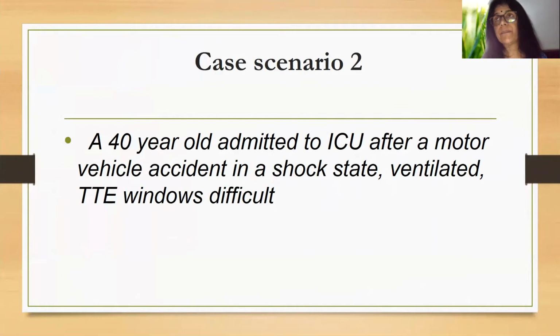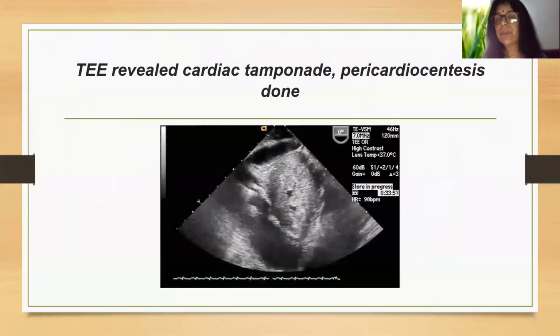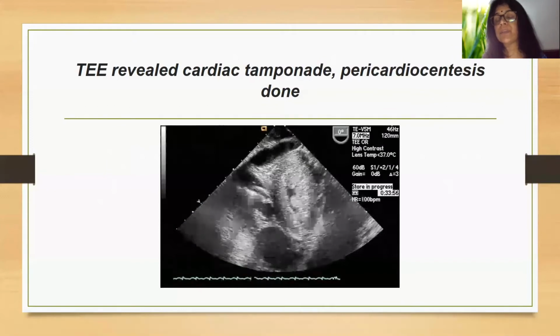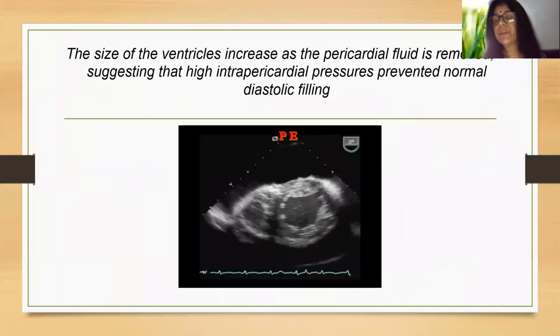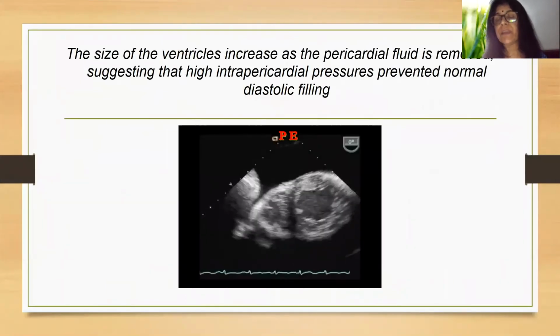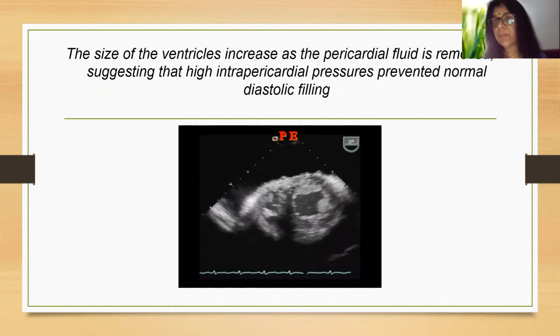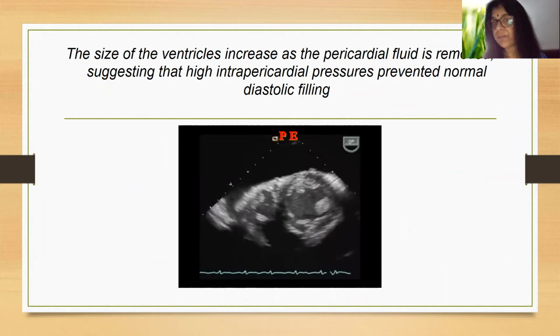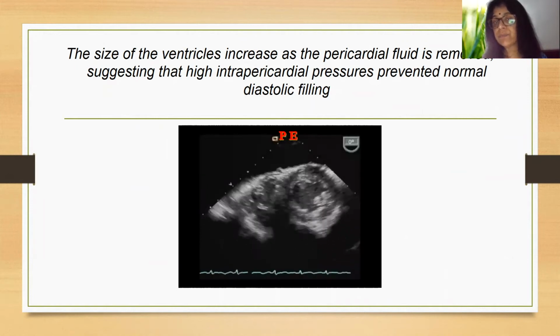The next case is a person who had a motor vehicle accident, comes to the ICU in a shock state and is ventilated. Transthoracic pictures are very difficult. And then transesophageal is done, which shows that the patient has a cardiac tamponade. So pericardiocentesis is done, and we see that the size of the ventricles gradually increases as the pericardial fluid is removed, which suggests that the high intrapericardial pressures prevented normal diastolic filling. You can see this very clearly in this video.